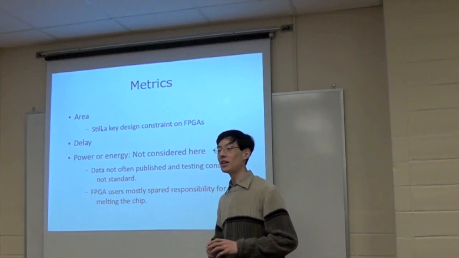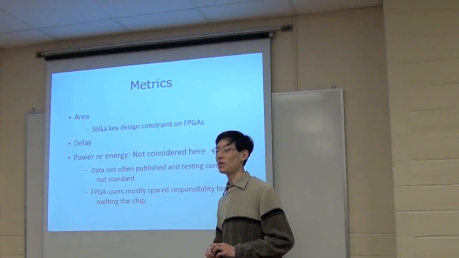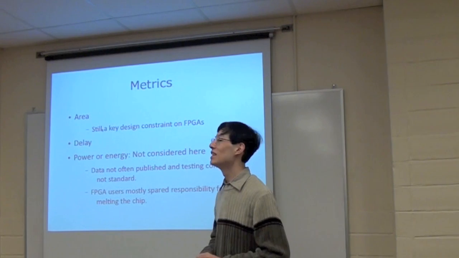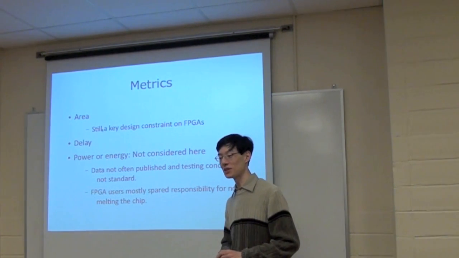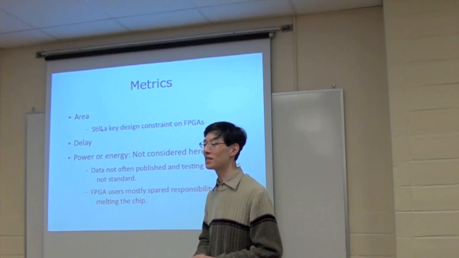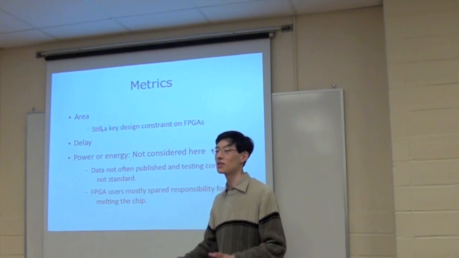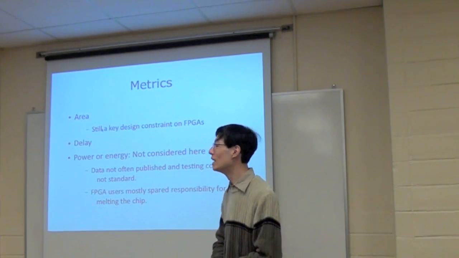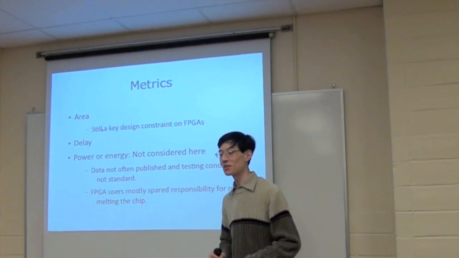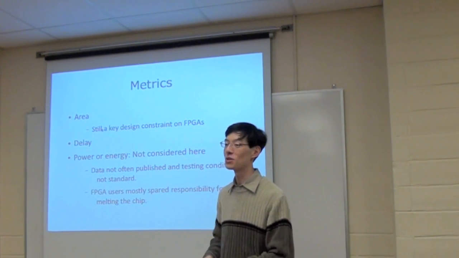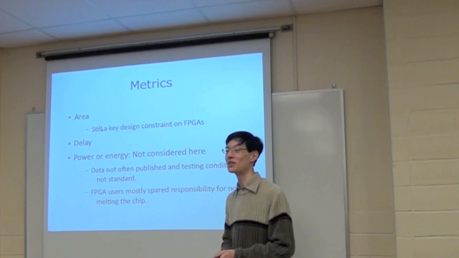We compared the area and delay metrics. However, we don't compare power. There's two major reasons. One is that power data is actually very difficult to find, and the testing conditions are never standardized, for example, test vectors and how you measure it and so on. It's also a little bit less important for FPGA processors because as an FPGA user, we're basically spared from not melting the chip.